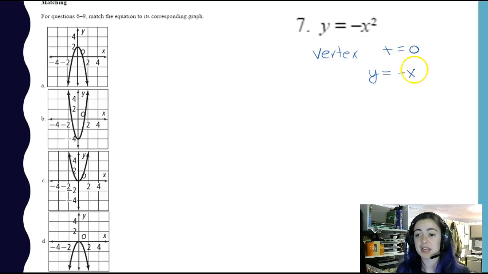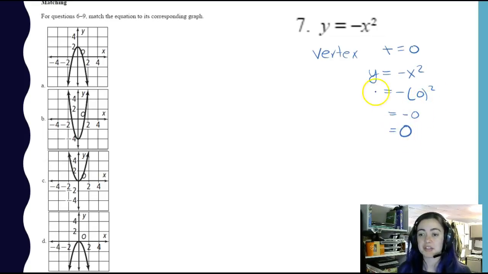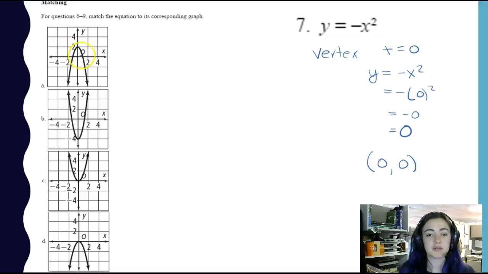So y is equal to negative x squared, so negative 0 squared. 0 squared, so 0 times 0 is 0, so negative 0. Negative 0 is the same as 0, so our vertex is 0, 0. 0, 0 is right here. Doesn't match this first one, does match B. 0, 0. Could be C, could be D.